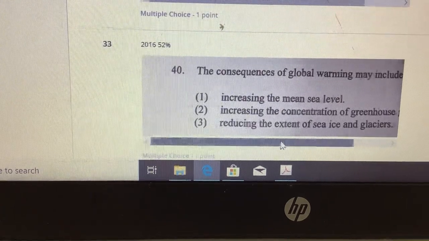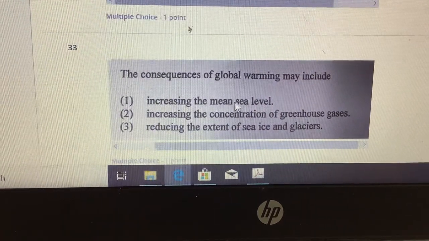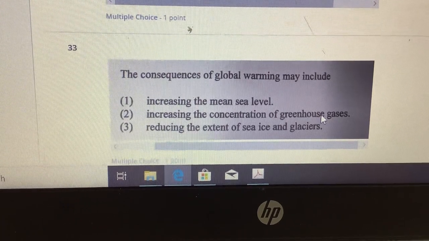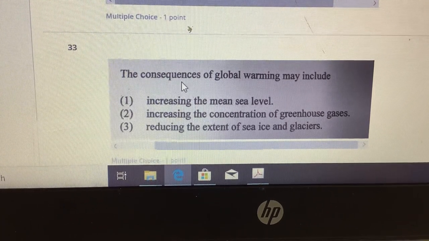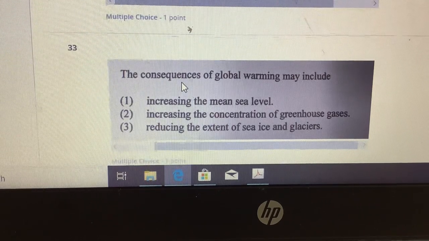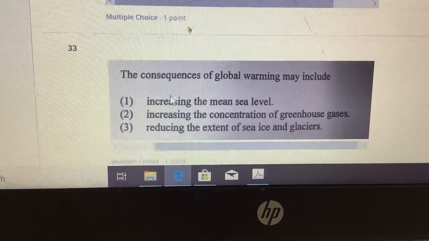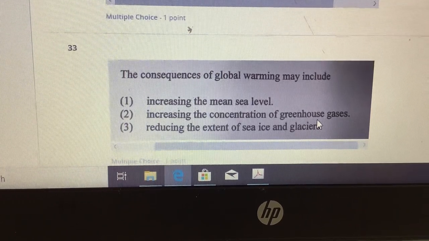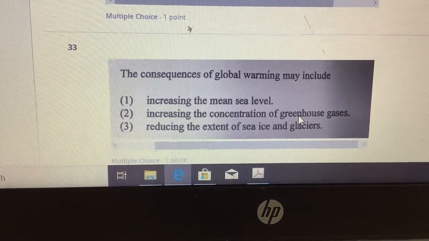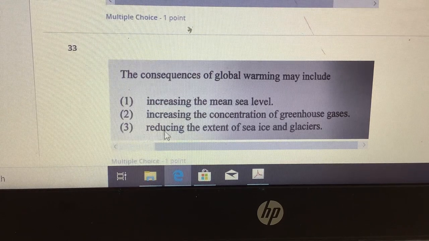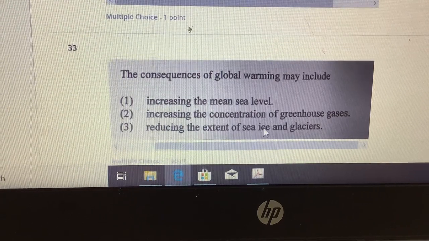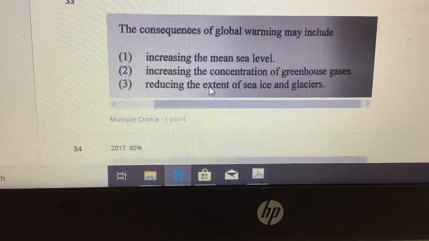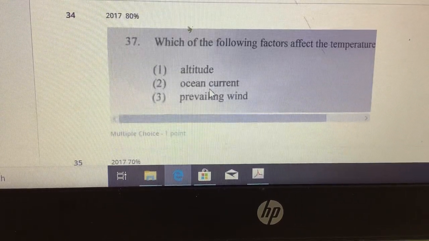The consequence of global warming may include increase of mean sea level, increase of concentration of greenhouse gas. Consequence, be careful. What is consequence? It's talking about effect. But number two is the cause of global warming, not the effect of global warming. So number two is wrong. And how about number three? Reducing the extent of sea ice and glaciers. This one is also correct. Number one and number three. Okay.